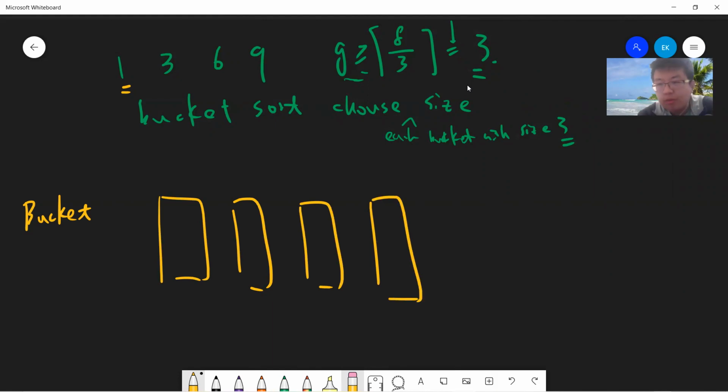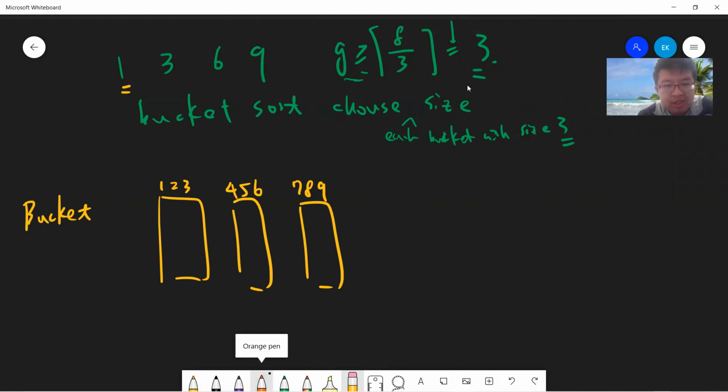Okay, why do we have 4 buckets, right? Because the size is 3, so you start from 1. This is 1, 2, 3, and 4, 5, 6, 7, 8, 9, and probably you don't need this. Okay, so now you put 3 here, you put 6 here, you put 9 here.